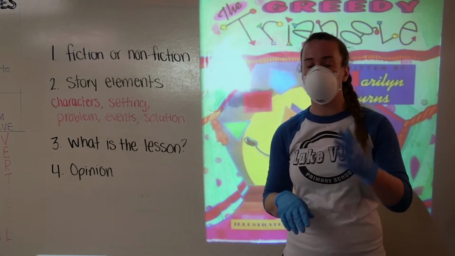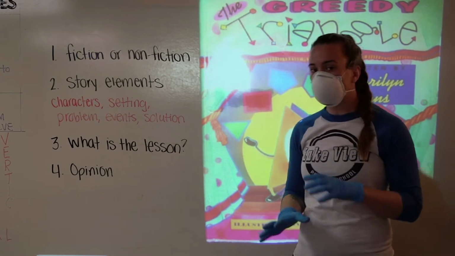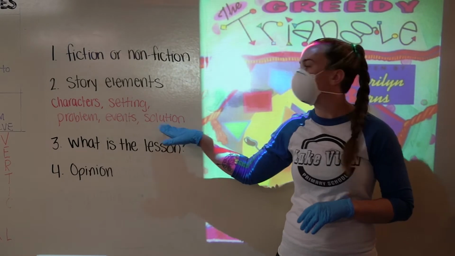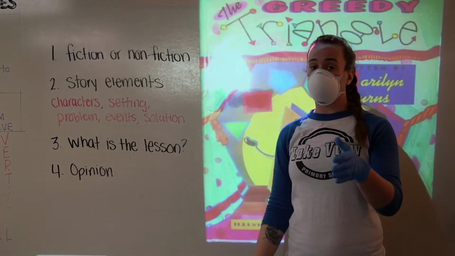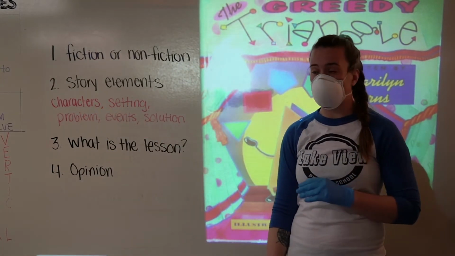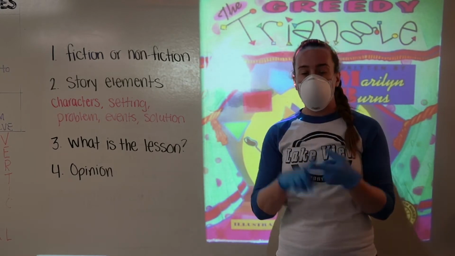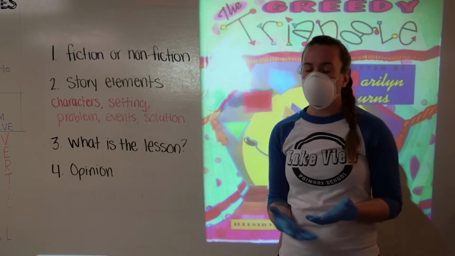Number 2 is your story elements. So just like every single story that we read, you need to identify these 5 major things. Number 1, the character or characters. Sometimes there's a bunch of characters. Sometimes there's only one character. You need to determine how many characters there are and what their names are.